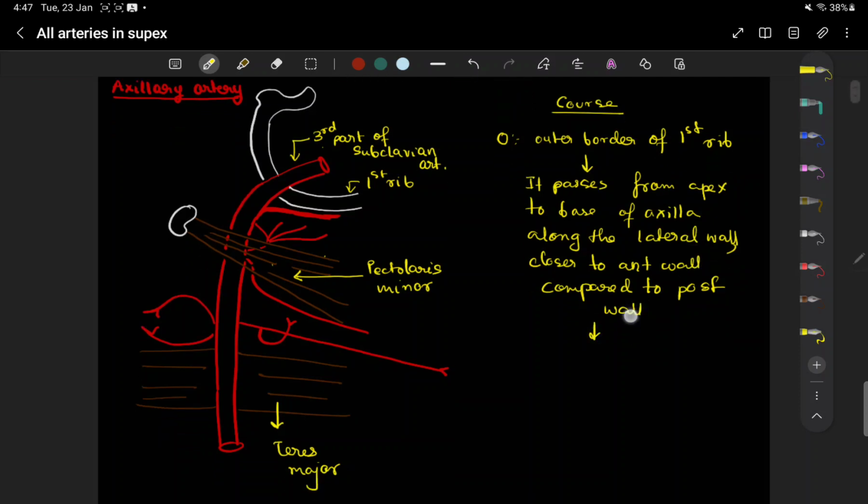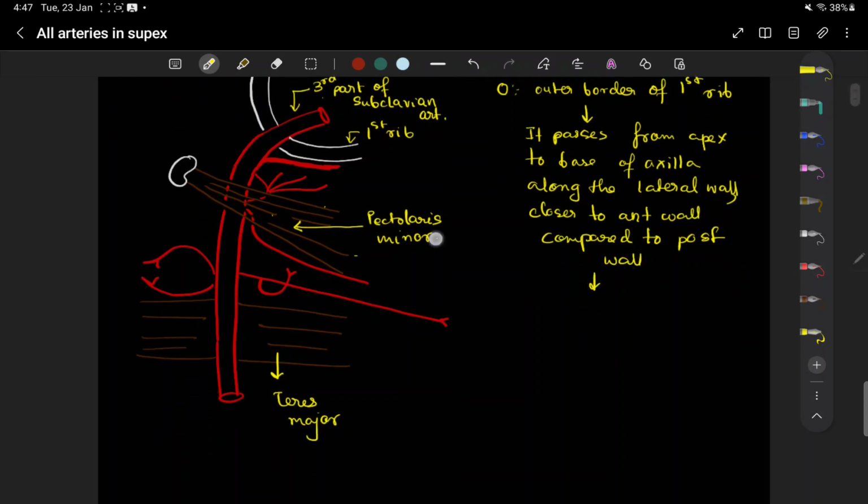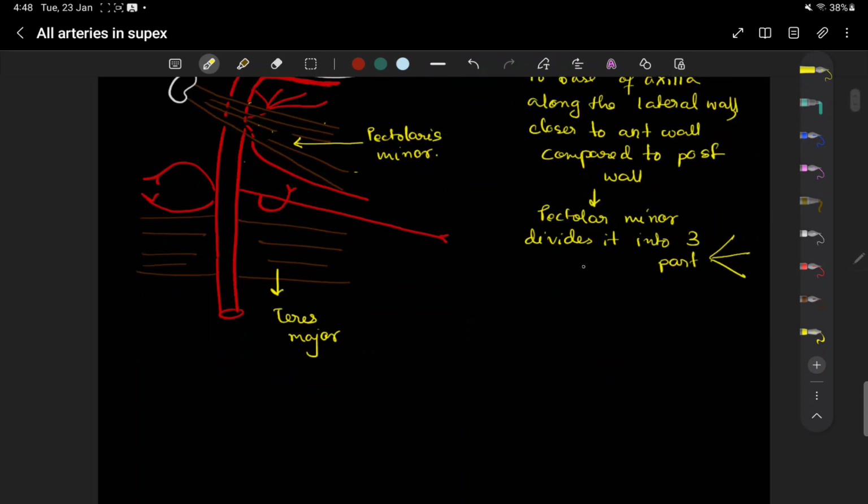After that, the pectoralis minor muscle यहाँ पे दिख रहा है. So it is overlapped by the pectoralis minor muscle, and this pectoralis minor muscle divides it into three parts: one present proximal, one present behind, and one present distal to the part of the muscle. So pectoralis minor divides it into three parts. फिर you can write the three parts: one present proximal, one present posterior, one present distal.